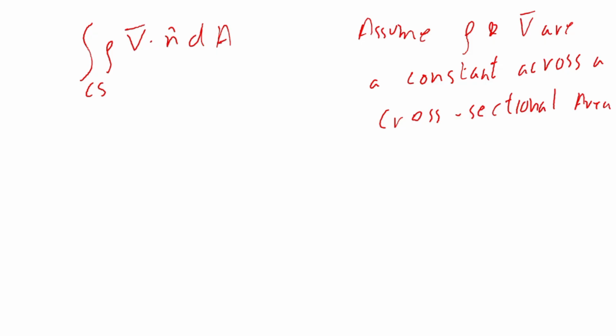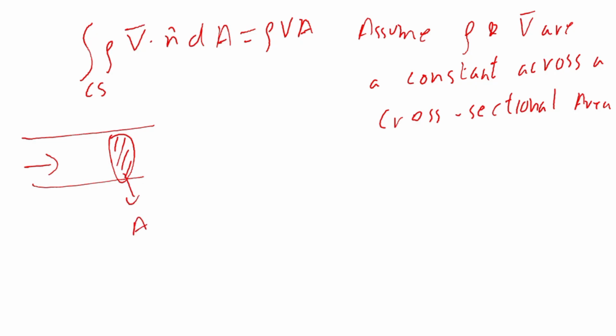So let's say you have a pipe and you have flow coming across it. If this is your cross section, across this cross section rho and v are constant. So if rho and v are constant, essentially this integral will just simplify to rho times v times area, if this cross-sectional area is A. Okay, so what does this represent?